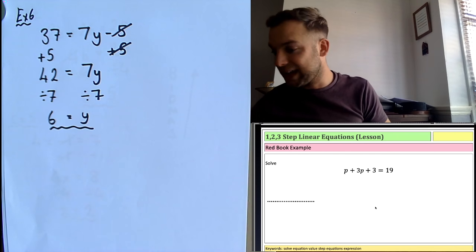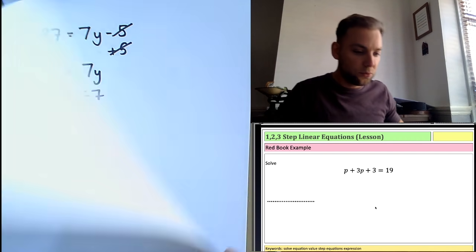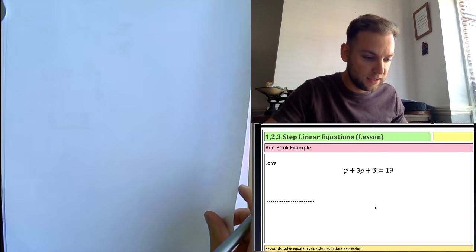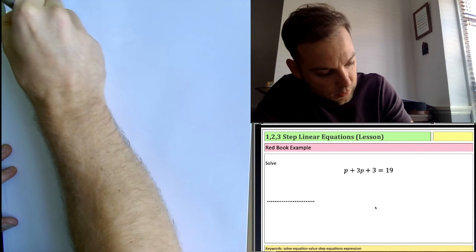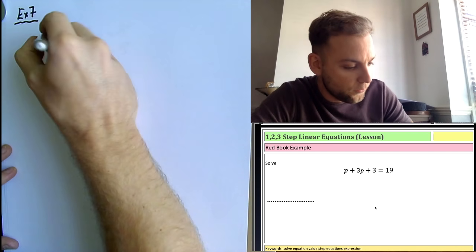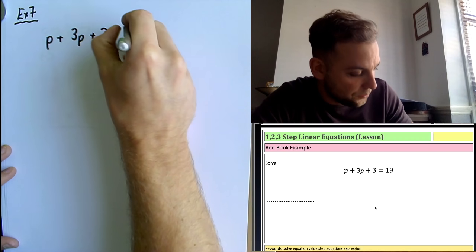So this now is taking it to the next step again. This is like a 3-step equation, okay? Now you'll notice with this one, example 7, here I've got p plus 3p plus 3 is equal to 19.